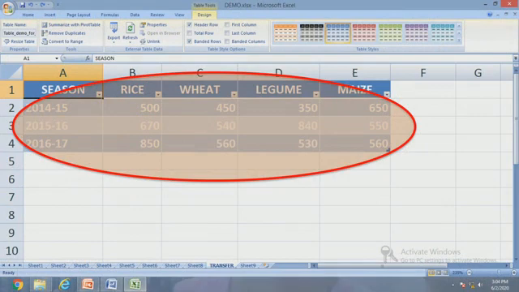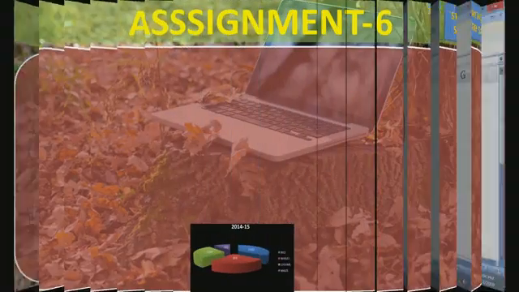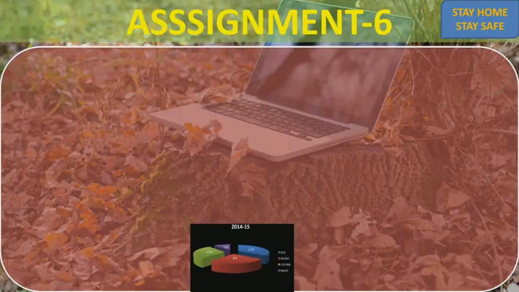Now we can find the contents available: season 14-15, rice 500 metric ton, wheat 450 metric ton. So this is a very simple way to deal with transportation or interchange, or better to say importing data from Microsoft Access to Microsoft Excel. Now let's check on understanding.